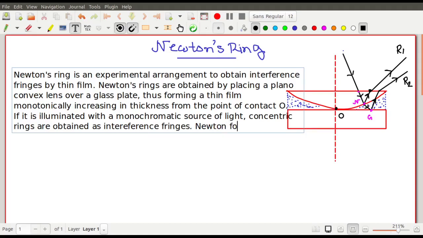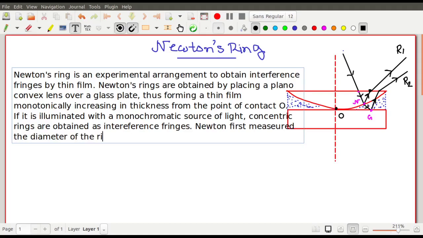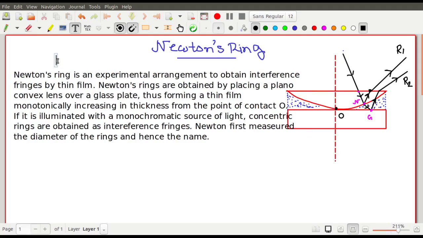Newton first measured the diameter of the rings, and hence the name. So this is all about the introduction of this particular experimental arrangement.